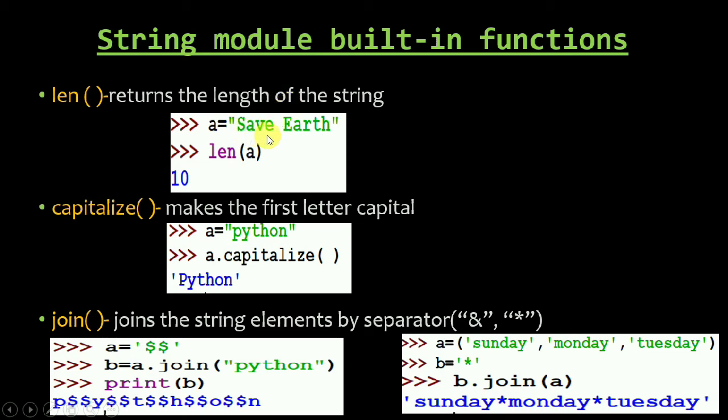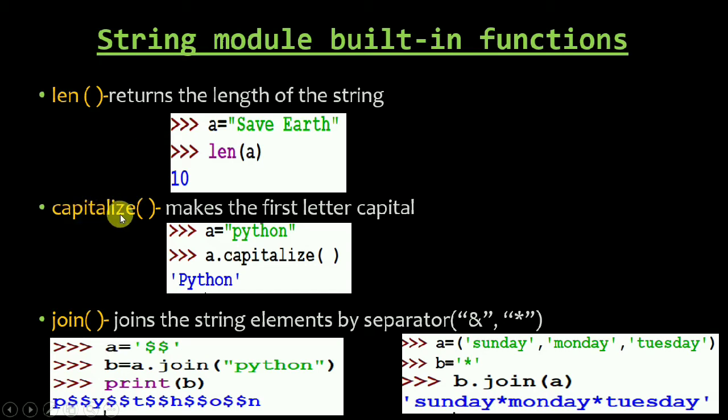A equals to "save earth". Save has 4 letters, earth has 5 letters, and there is 1 space. So 4 plus 5, 9, and 1 space becomes 10. If we say length of A, it gives us the answer as 10. The length function can be used in strings as well as in lists.